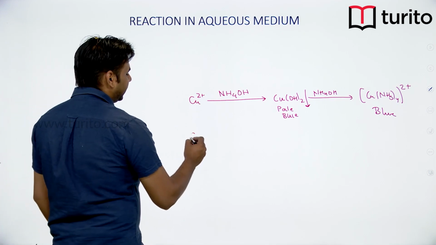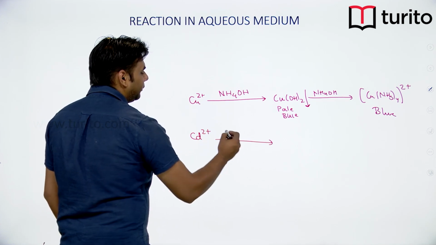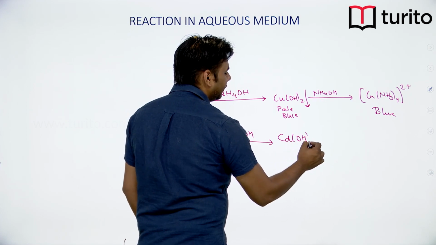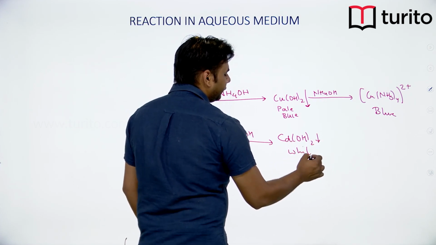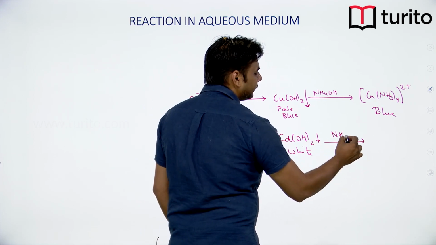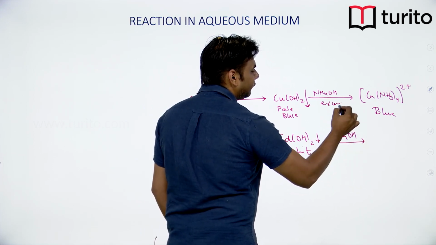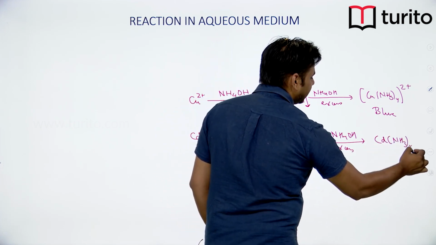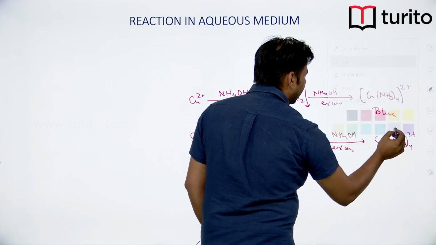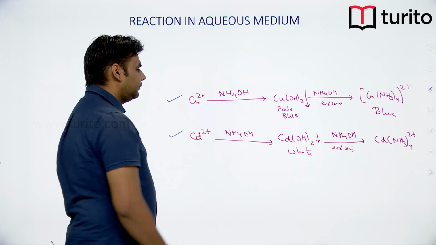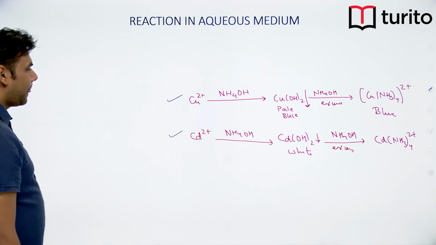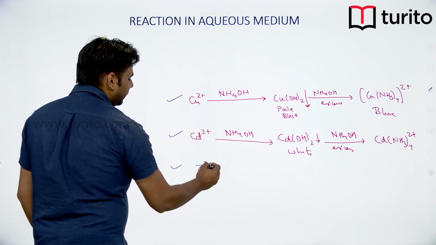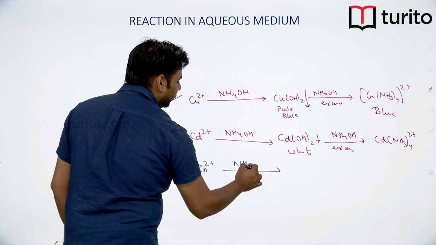Similarly, cadmium 2 plus on reaction with ammonium hydroxide gives us cadmium hydroxide, which is white in color. When you react with excess NH4OH, we get a complex. Now this complex does not have a color. Basically, the white precipitate dissolves in excess of ammonium hydroxide.